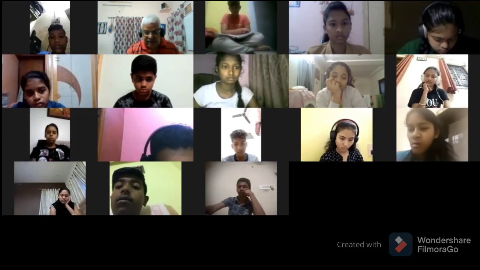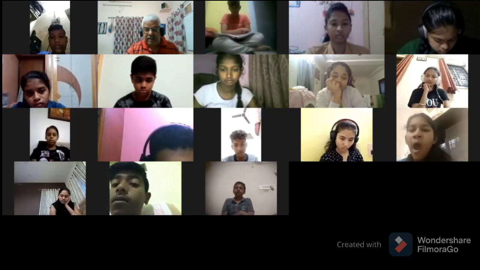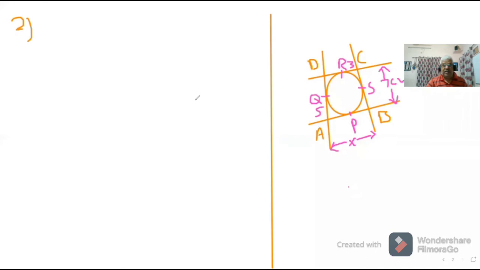And here is the second question for you all. The circle is there, and the tangents touching it from outside are given. RC measurement is 3 centimeter, AQ measurement is 5 centimeter, BC measurement is 7 centimeter, and you have to find the value of AB. This is the question they asked you to solve here. Again, the question is from the ICSE text.